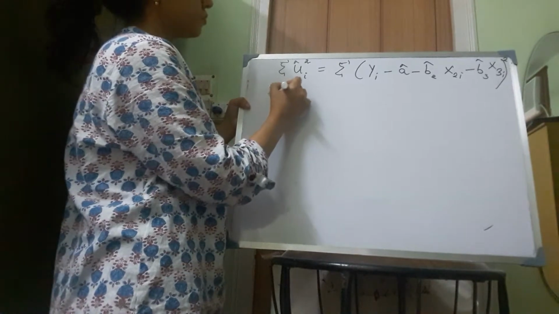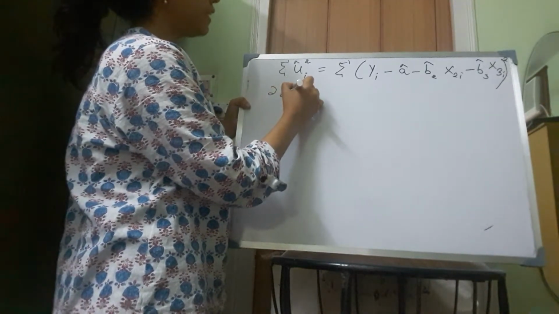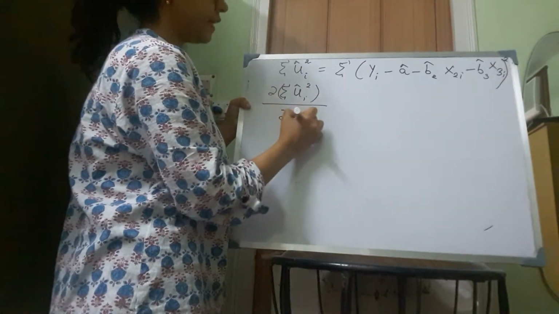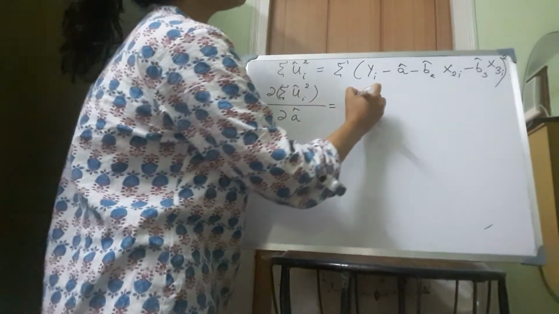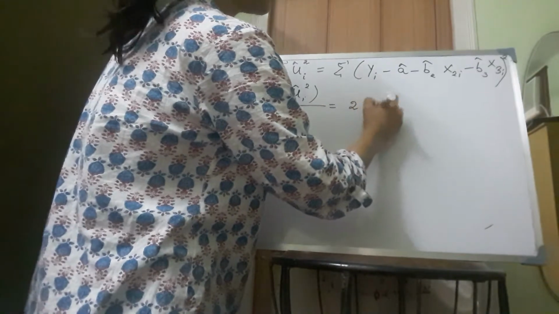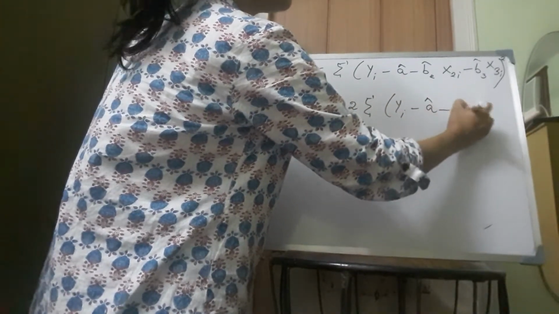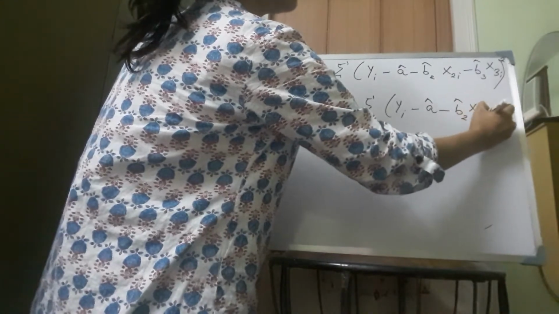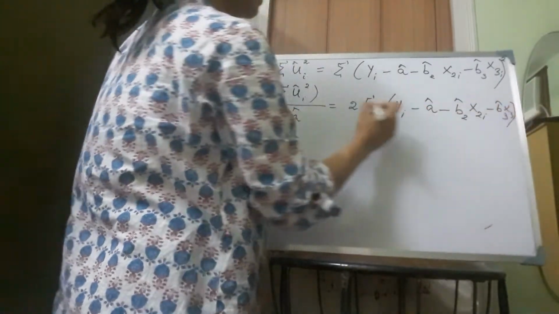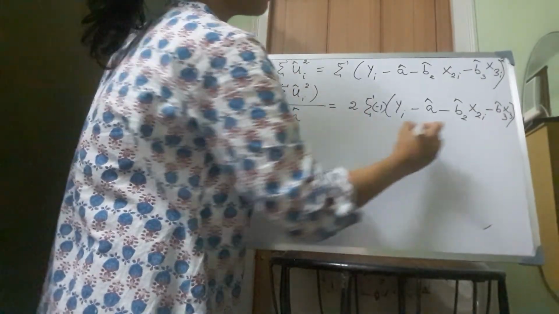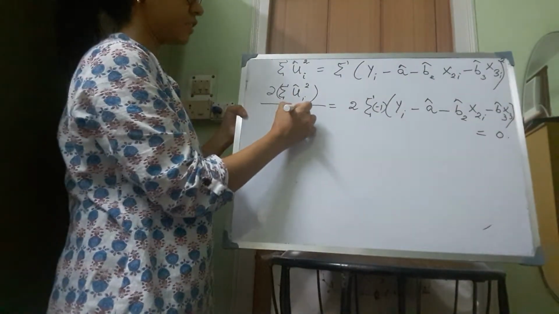So we will get delta summation ui hat square over delta a hat, which is equal to 2 summation of yi minus a hat minus b2 hat x2i minus b3 hat x3i, and there is a negative sign here. So times minus 1, that is equal to 0. So this is the first order condition.